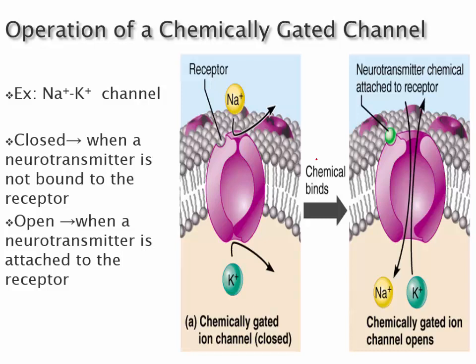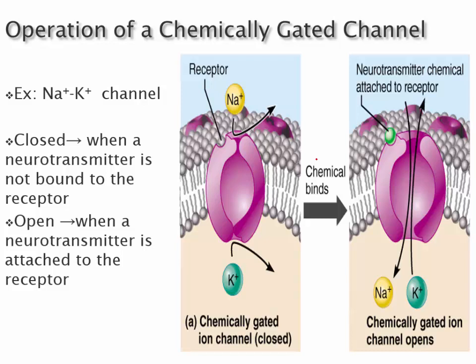Now you can see that potassium can't go through it to get out, and sodium can't go through it to get in. However, if a specific chemical binds to it, all of a sudden the channel opens up. And now potassium can leave and sodium can come in. So a chemically gated channel opens up when a chemical binds to it. Does that make sense?